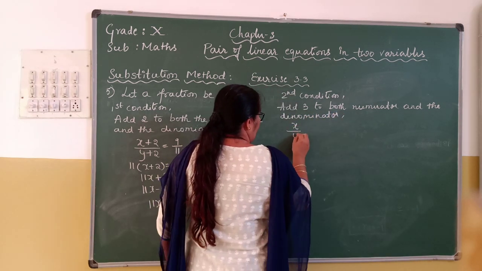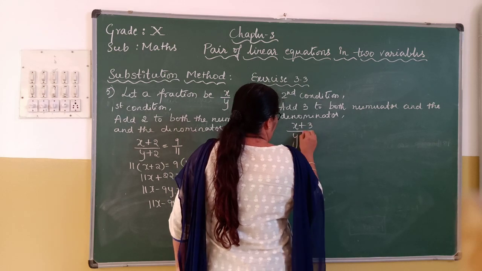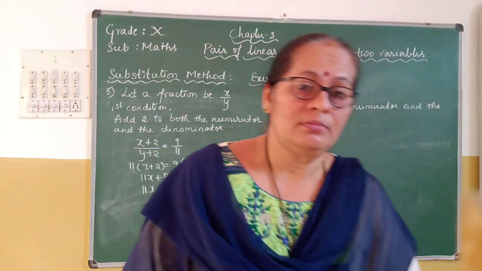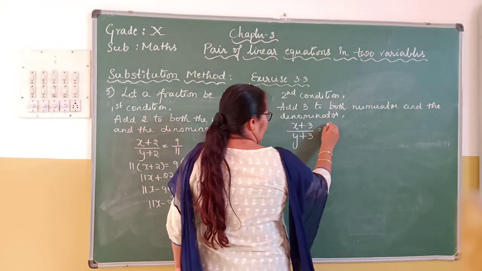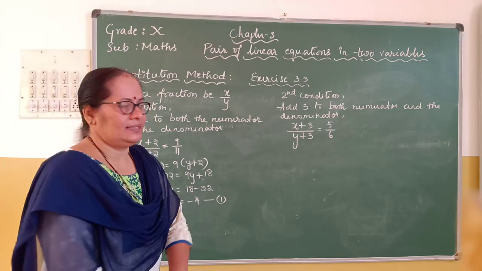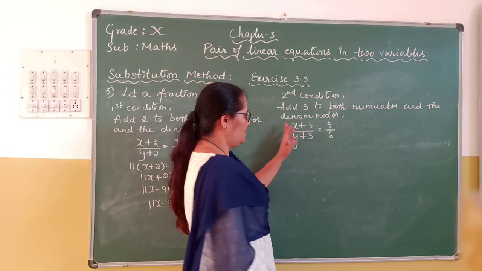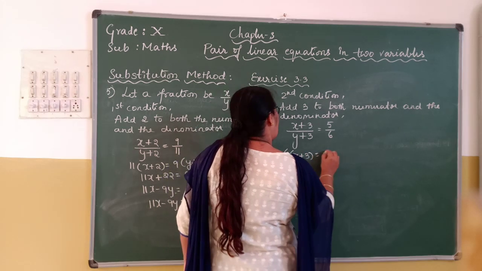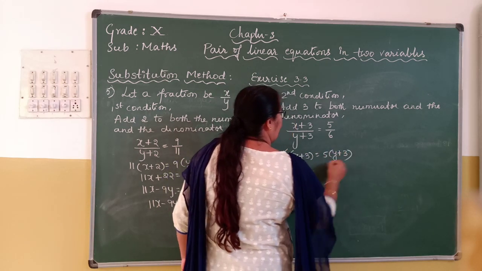Then the fraction is x plus 3 divided by y plus 3. The fraction becomes 5 by 6. Fraction is equal to 5 by 6. Once again cross multiply: 6 into x plus 3 equals 5 into y plus 3.